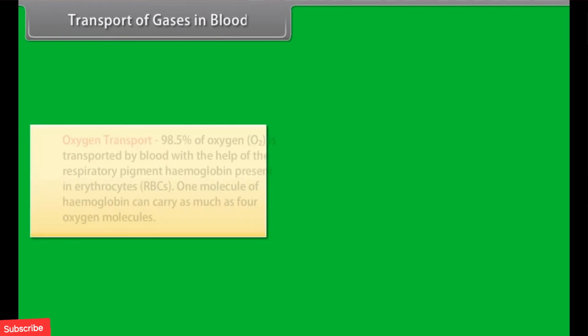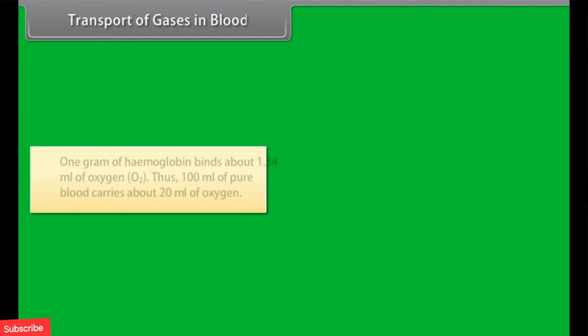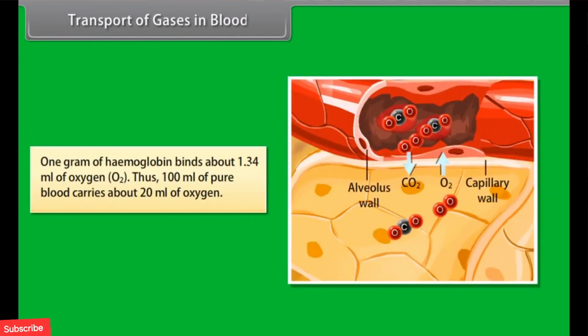Oxygen transport. 98.5% of oxygen is transported by blood with the help of the respiratory pigment hemoglobin present in erythrocytes, RBCs. 1 molecule of hemoglobin can carry as much as 4 oxygen molecules. 1 gram of hemoglobin binds about 1.34 ml of oxygen. Thus, 100 ml of pure blood carries about 20 ml of oxygen.